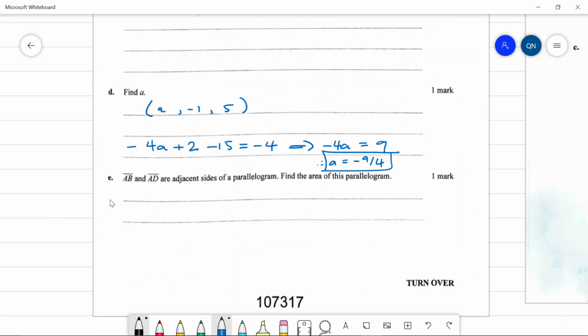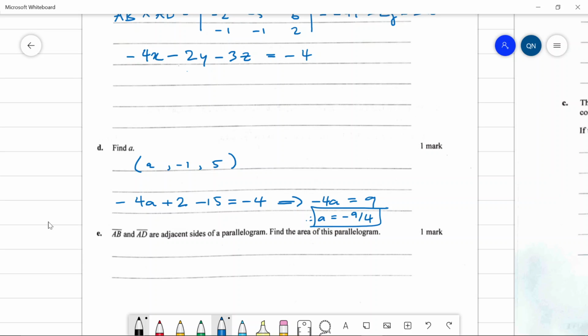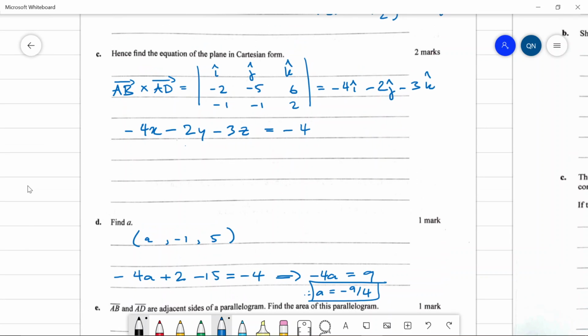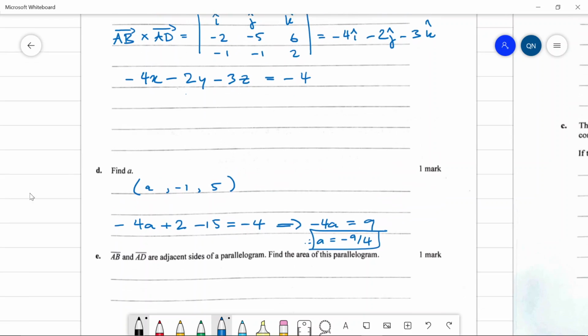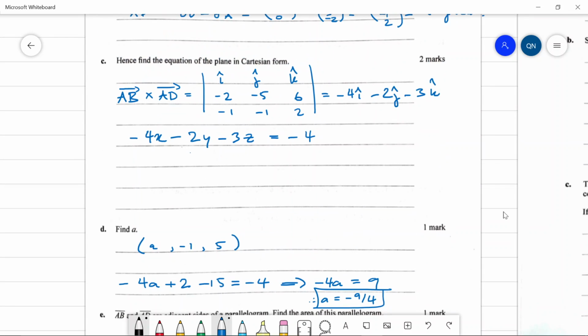Okay, AB and AD are adjacent sides of a parallelogram. Find the area of this parallelogram. That's just going to be the norm of this normal vector, because the length of the cross product tells you the area of the parallelogram spanned by those two vectors.